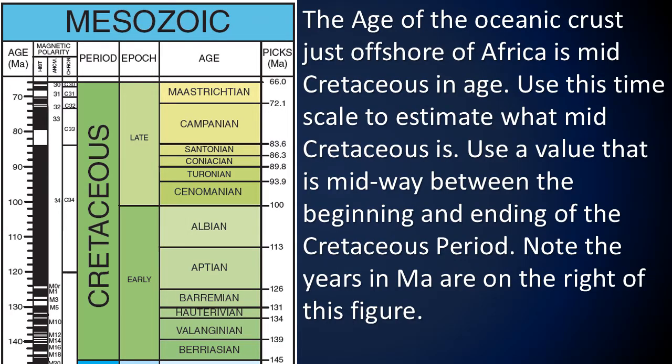The age of the oceanic crust just offshore of Africa is mid-Cretaceous in age. Use this time scale to estimate what mid-Cretaceous is. Use a value that is midway between the beginning and ending of the Cretaceous period. Note the years in millions of years are on the right of this figure. The Cretaceous period begins at 145 million years ago and ends at about 66 million years ago.